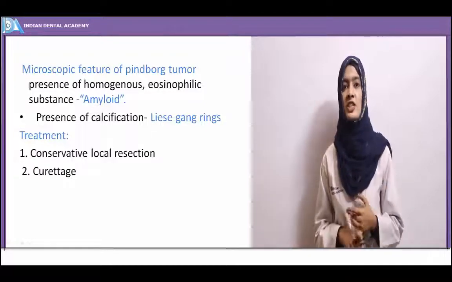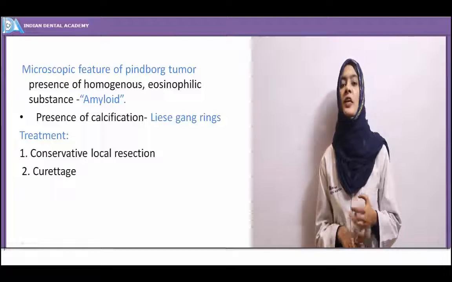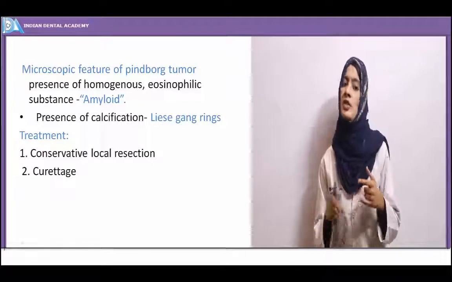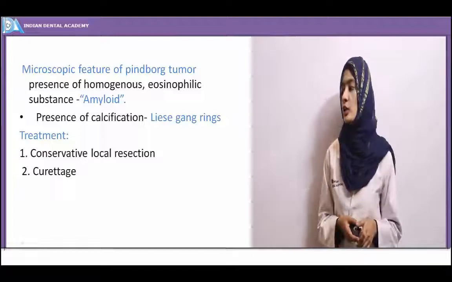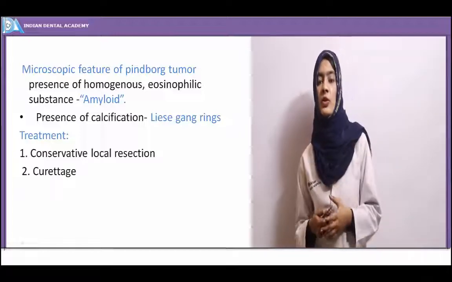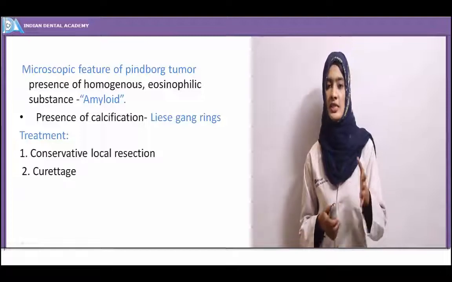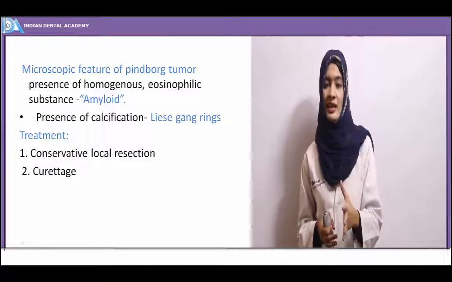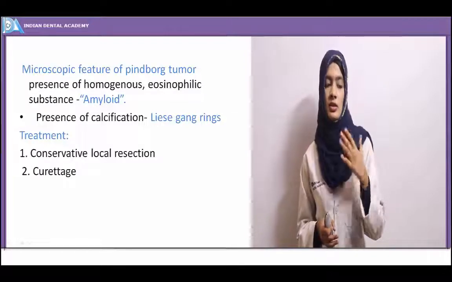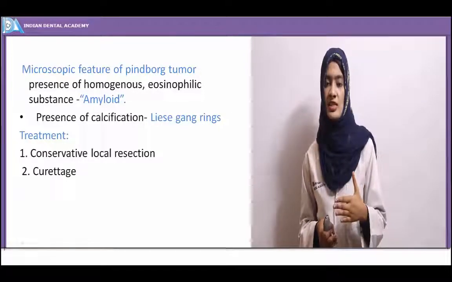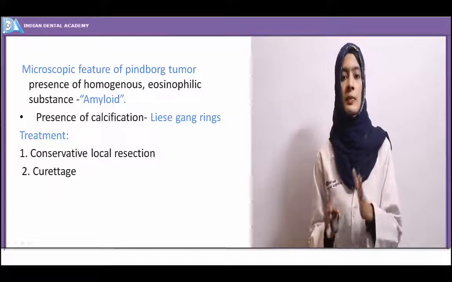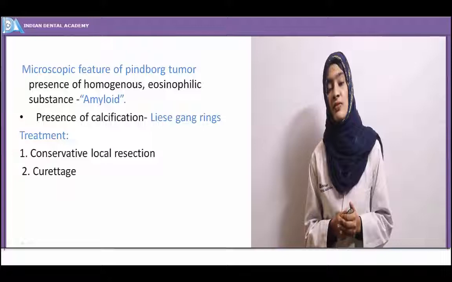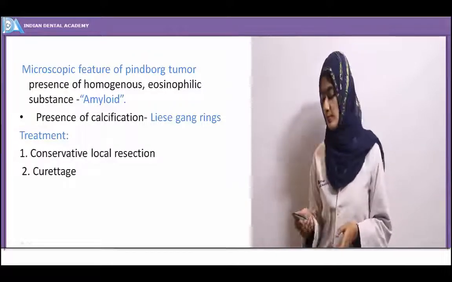Okay. So the characteristics of calcifying epithelial odontogenic tumor are amyloid, Liesegang rings, and radiologically a driven snow appearance along with a multilocular or honeycomb pattern. Treatment for calcifying epithelial odontogenic tumor is conservative. There is a local excision, and the tumor rarely metastasizes, and very few recurrences are seen. Curettage is the simplest form of treatment for this lesion. Because it is a benign one, there are very few chances of recurrence.